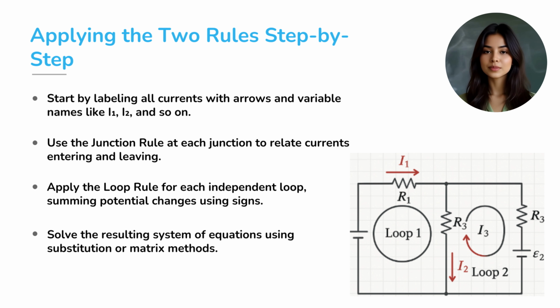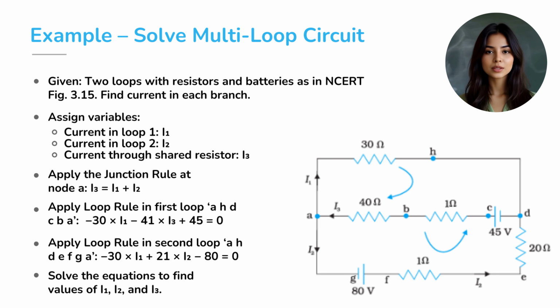board. Let's work through a real example, the same one shown in figure 3.15 of your NCERT textbook. We have two loops and three branches. Let's define current in the first loop as I sub 1, current in the second loop as I sub 2, current through the shared middle branch as I sub 3. Step 1. Apply the junction rule at node A. I sub 3 equals I sub 1 plus I sub 2.